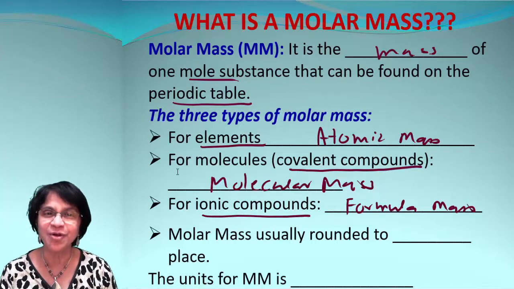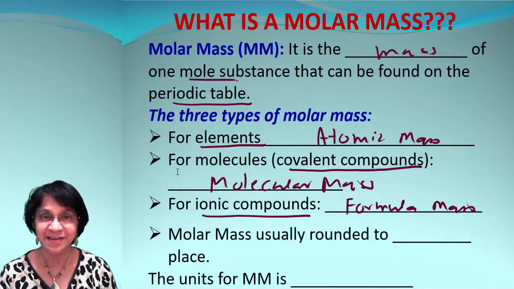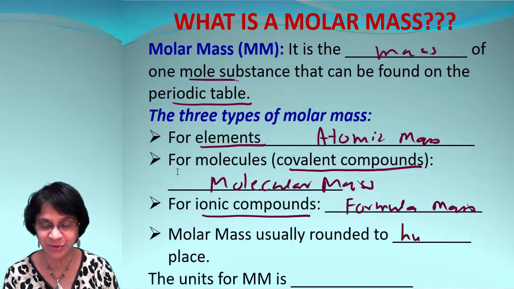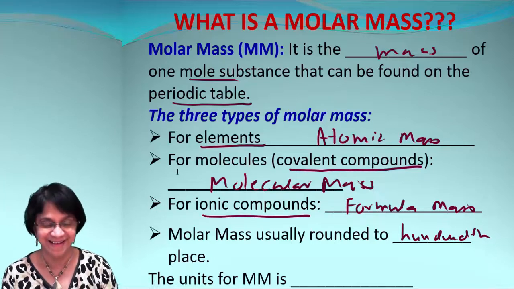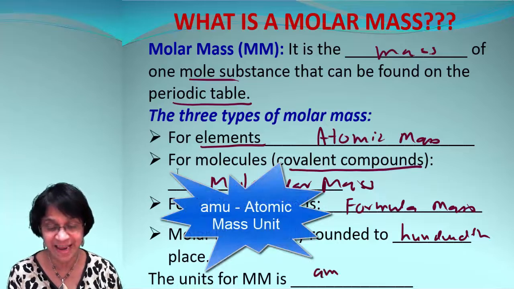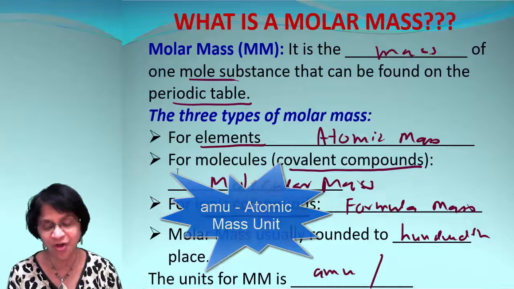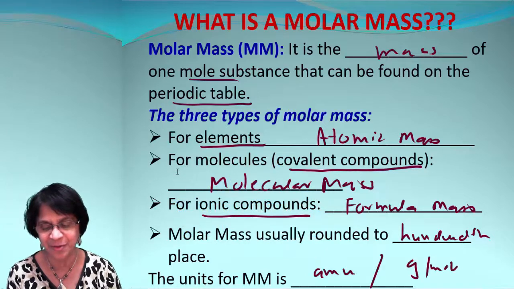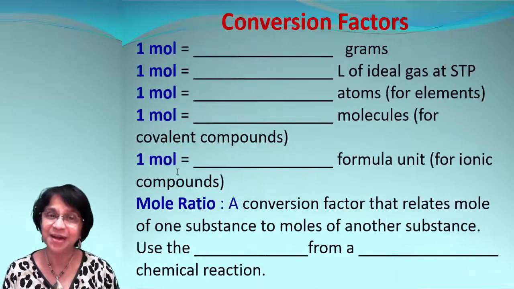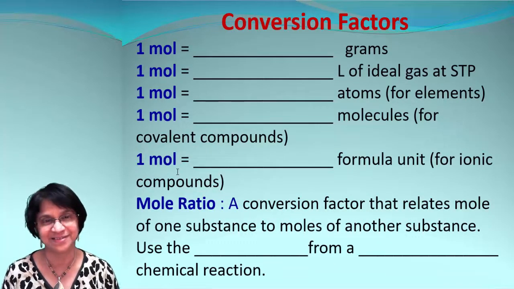Now, how about rounding the molar mass? Normally, we round the molar mass to the 100th place. And what is the unit for molar mass? Either we can use AMU, which is atomic mass unit, or we can also say grams per mole as the unit for molar mass. Now let's talk about conversion factors.